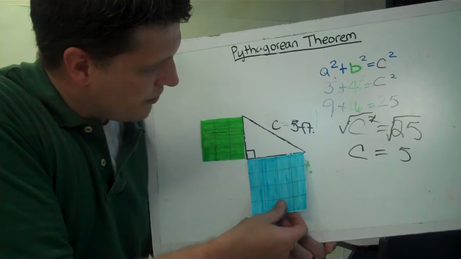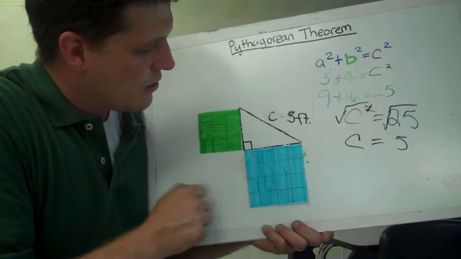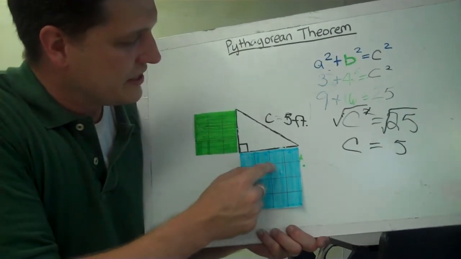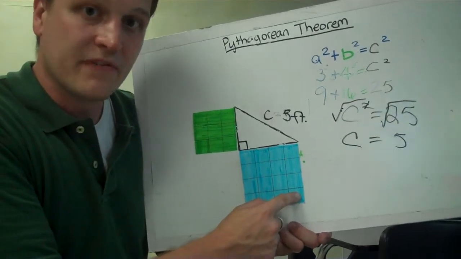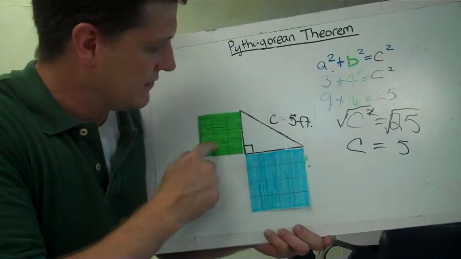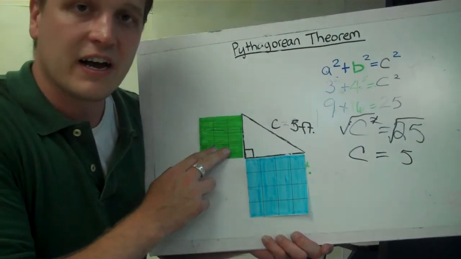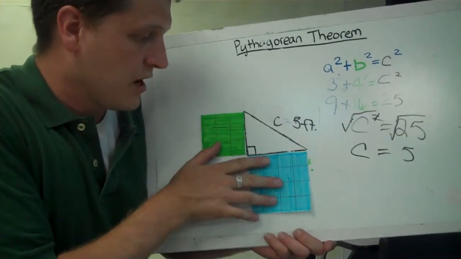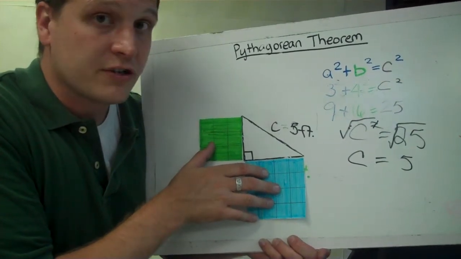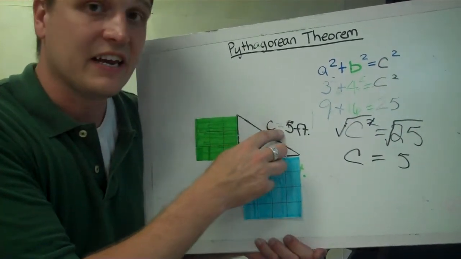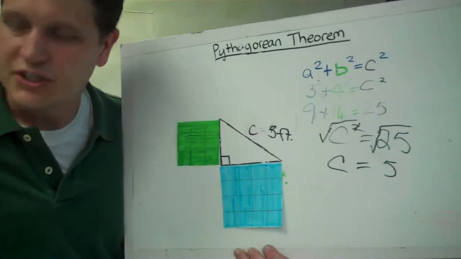So our 4 squared right here gives us 16. We got 1, 2, 3, 4, 5, 6, 7, 8, 9, 10, 11, 12, 13, 14, 15, 16. Now the sum of this plus 9 gives us 17, 18, 19, 20, 21, 22, 23, 24, 25. So there are 25 squares amongst the two legs. Now this should equal the number of squares in the square of our hypotenuse. So let's try, shall we?